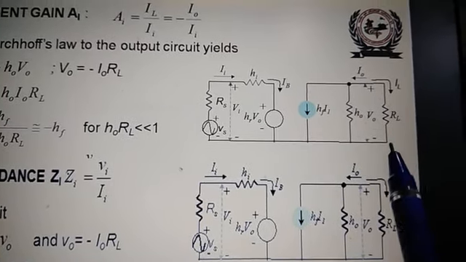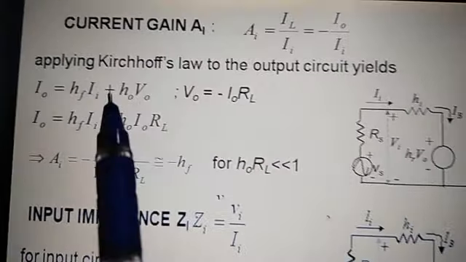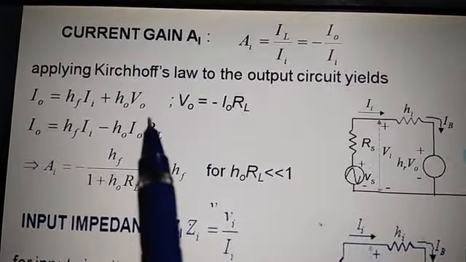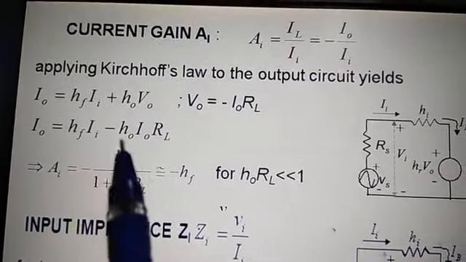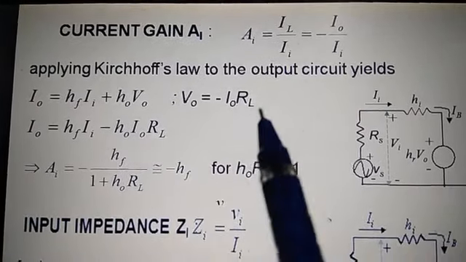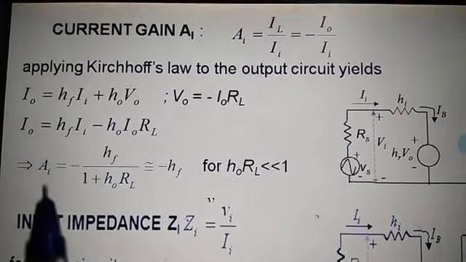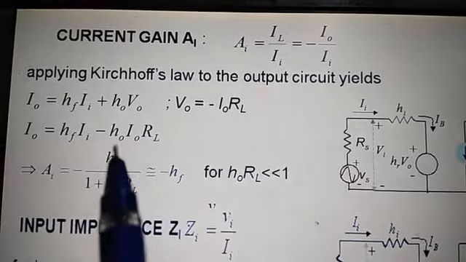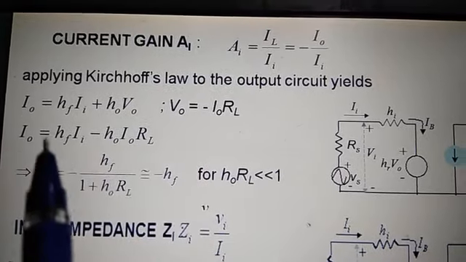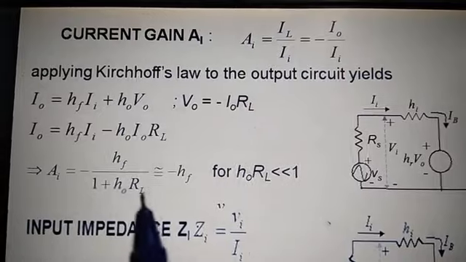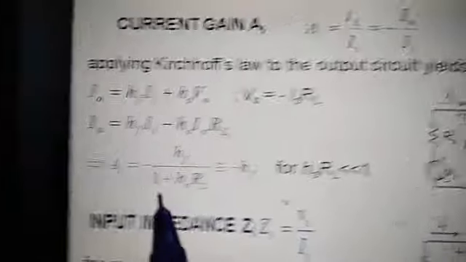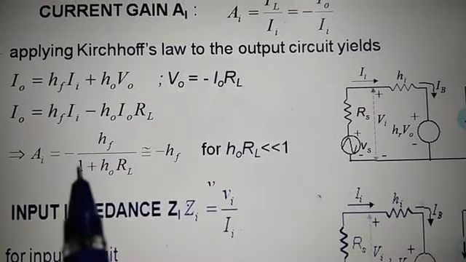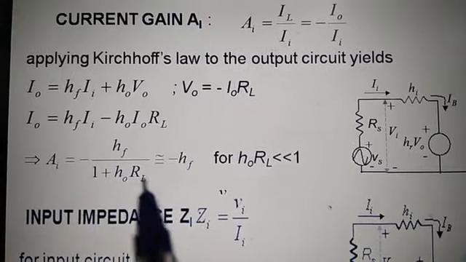So minus I0 into RL is also the same thing. So you can put here in place of this V0, minus I0 into RL. So here I0 is equal to HF into I1 minus HO into I0 into RL. Therefore, current gain is given by, you can take this I0 and this I0 common. So here 1 plus HO into RL, so this HF divided by 1 plus HO into RL. And minus sign is there for this current gain, so you can put here minus sign. That is, AI is equal to minus HF upon 1 plus HO into RL.